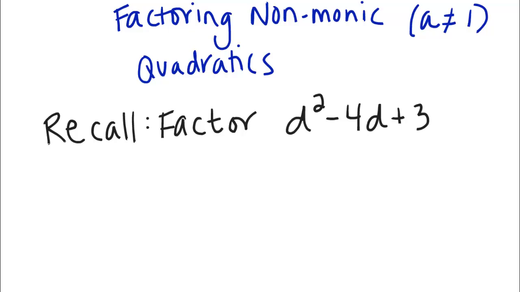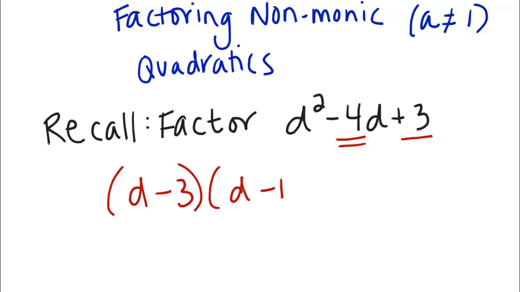Our goal right here is to factor d squared minus 4d plus 3. So instead of x's, I use d's. Just to recall, we're looking for two numbers that multiply to 3 and add to negative 4. And if you watched that last video, we did a bunch of these. Those two numbers would be negative 3 and negative 1. So that's how we would factor something that looked like that.